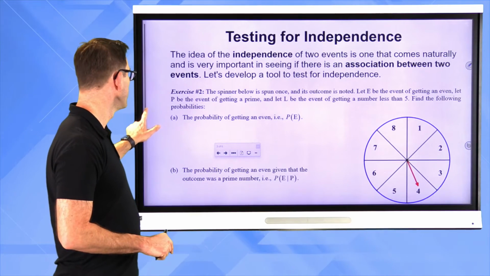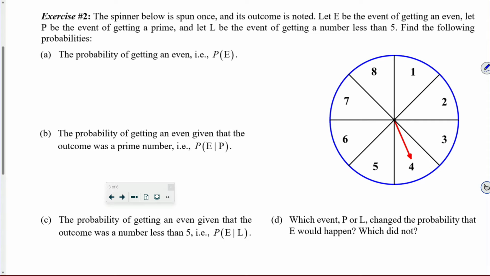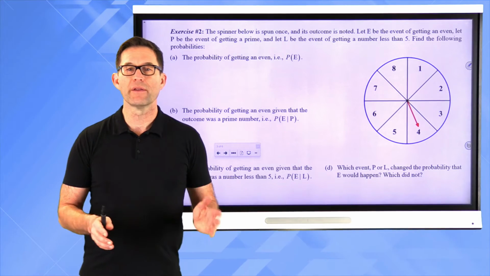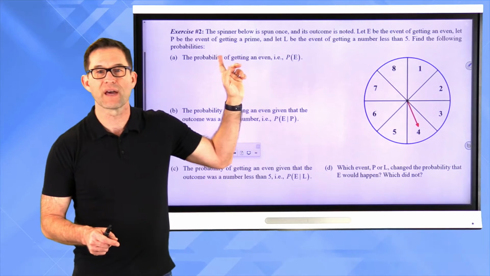Exercise number 2. The spinner below is spun once and its outcome is noted. Let E be the event of getting an even, let P be the event of getting a prime, and let L be the event of getting a number less than 5. Find the following probabilities. Before we start launching into all the probabilities, let's be very clear about all the sets that we have, and let's list them out really fast.